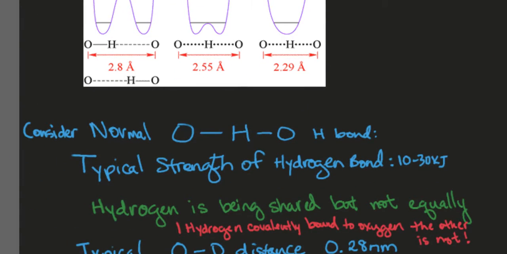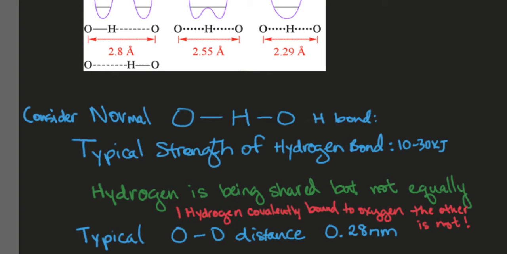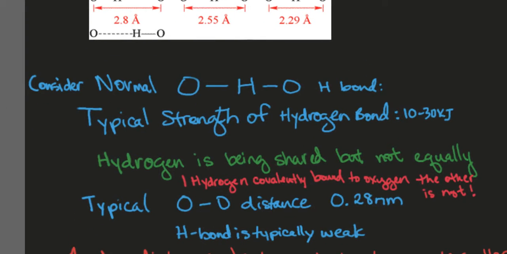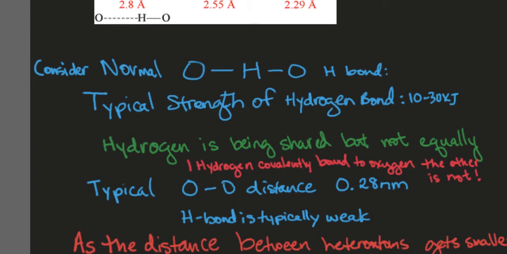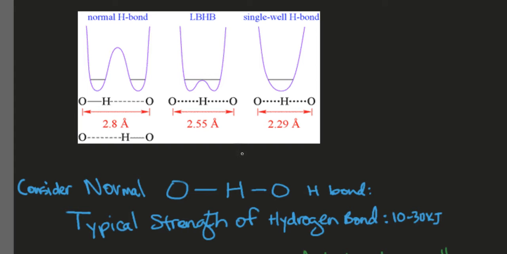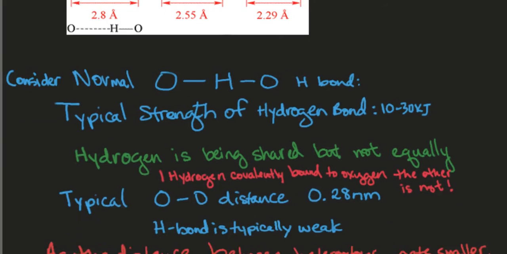So the typical distance, as you can see, is 2.8 angstroms or 0.28 nanometers. And as the distance becomes smaller in between the heteroatoms, in other words, as it starts becoming more centrally located, you get this interesting phenomenon of what's called a low barrier hydrogen bond. And interesting things begin to happen.